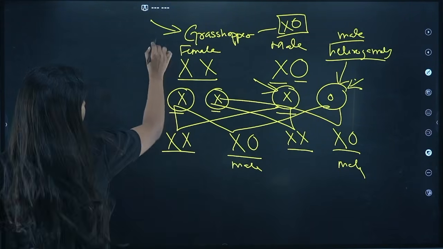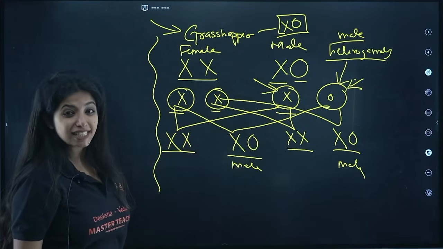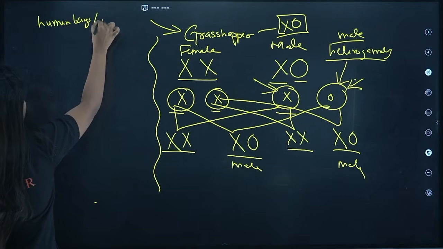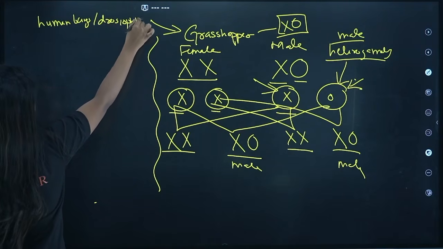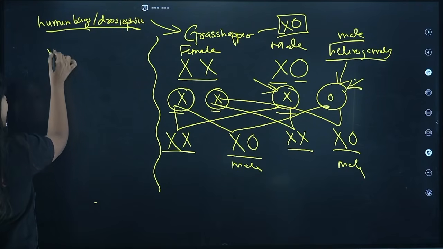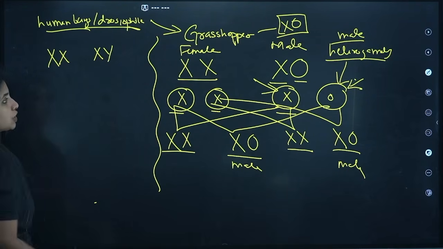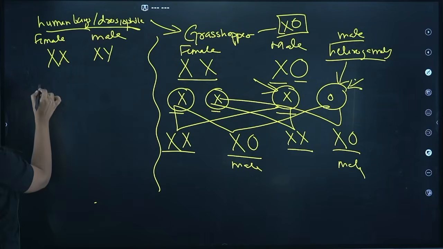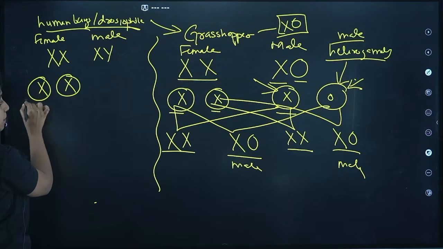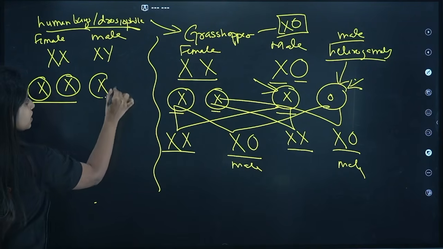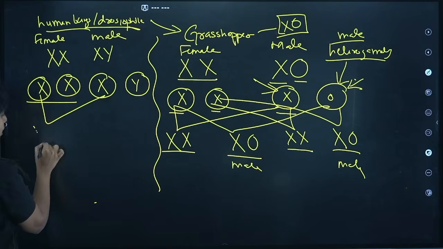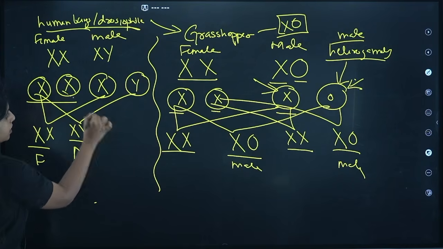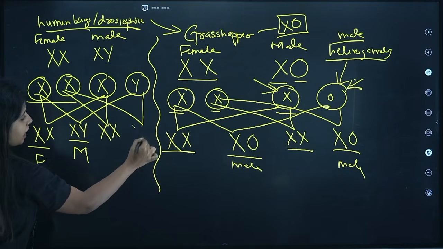Apart from that, do we have any other examples for male heterogamety? The answer is yes. For example, human beings and Drosophila. Drosophila and human beings, my dear children, have XX, XY type of sex determination, where XX is the female and XY is the male. Here, females produce the same type of gametes, that is X. Males produce two types of gametes, that is X and also Y. When this and this come together, you get XX, a female. When this and this come together, you get XY, a male. Again a female, again a male.